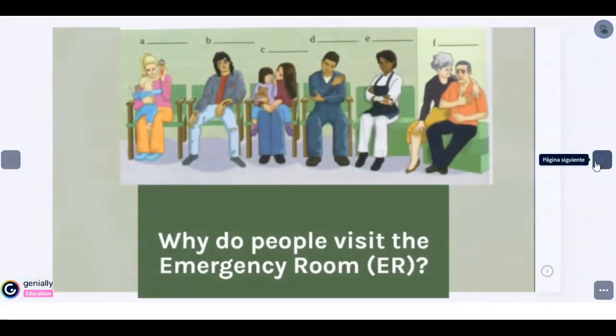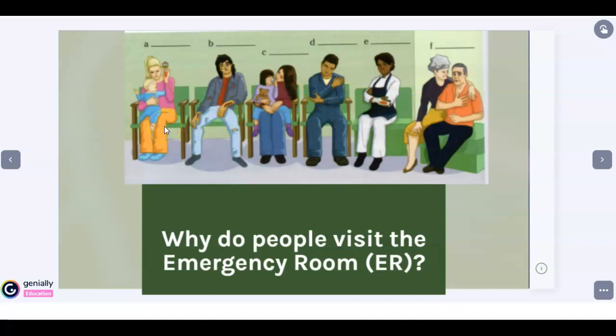And for this, observe this image. As you can see here, we have 6 people waiting in the emergency room. So why do people visit the emergency room? So observe the images here, and I want you to consider the situations that we can observe here. For example, here we have a little kid crying with his mom. Then we have this guy with something in his eye, in his arm. Then we also have another mother with her daughter, and we can see that she's using something here.